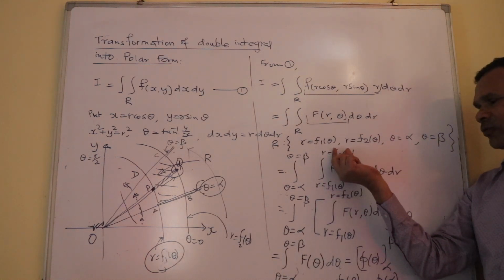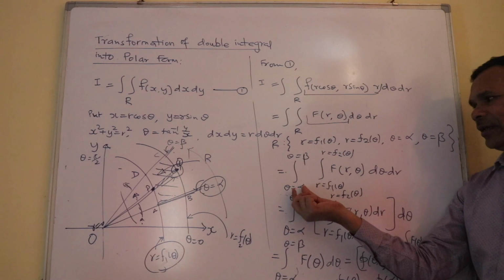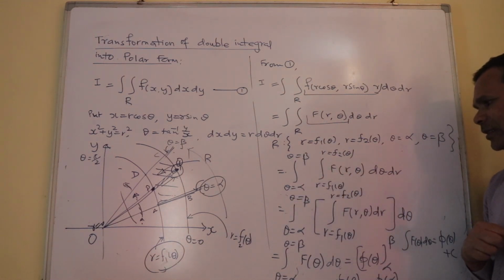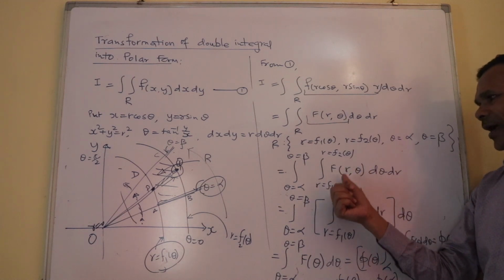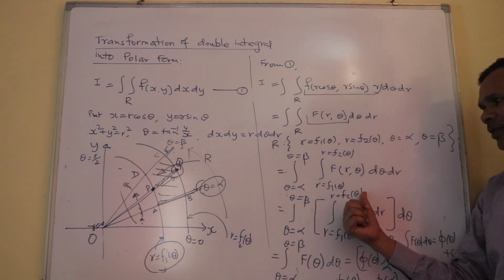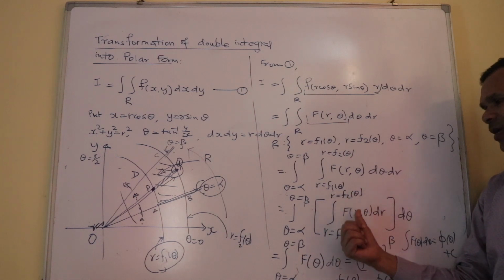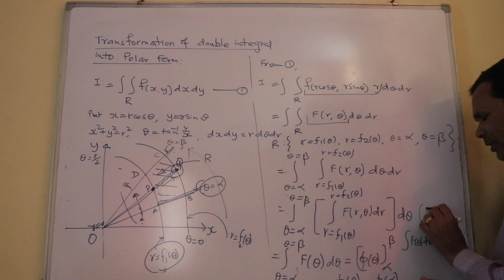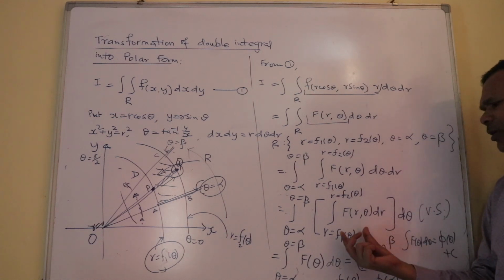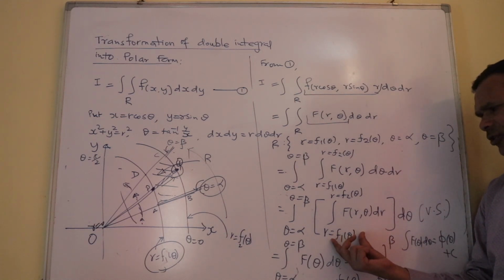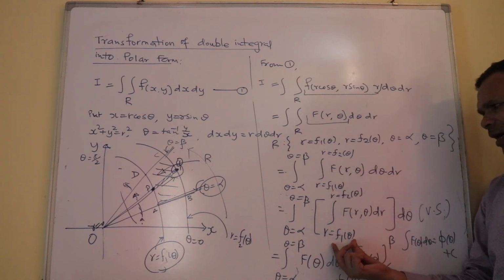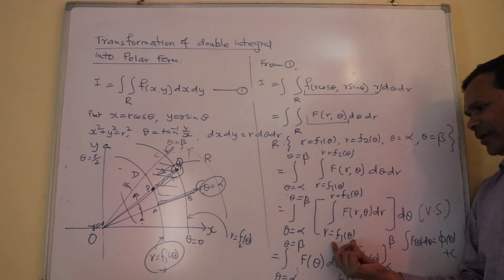So for r I will substitute f1 theta to f2 theta, then for theta I will substitute alpha to beta, F of r theta d theta dr. Now here if you observe, r has variable limits as a function of theta. So we put it in variable separable form and integrate with respect to r first, keeping theta as a constant. So this is to be integrated with respect to r first, if r has variable limits, normally r has variable limits all the time.